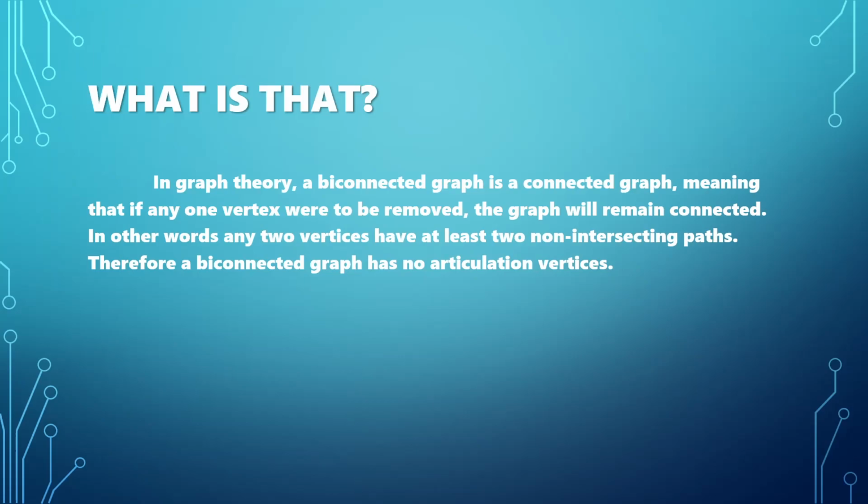In graph theory, a Biconnected graph is a connected graph, meaning that if any one vertex were to be removed, the graph will remain connected. In other words, any two vertices have at least two non-intersecting paths. Therefore, a Biconnected graph has no articulation vertices.